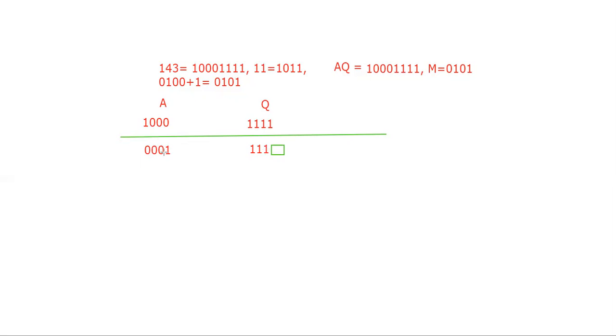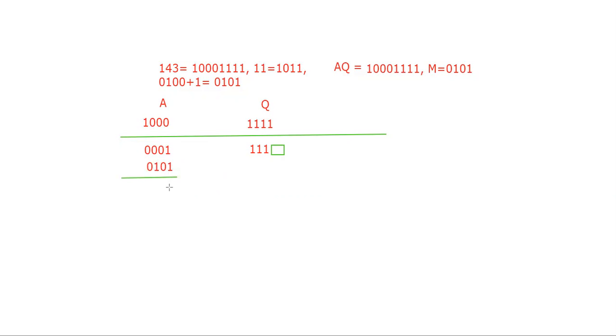A minus M means we are actually going to add the 2's complement of your divisor, and we have already stored the 2's complement of the divisor into M. So let's just add this to 0 1 0 1. Now see what happens. Please perform the division with me. Sit with your pen and paper. Sorry, this is not actually completed. We are still continuing the step.